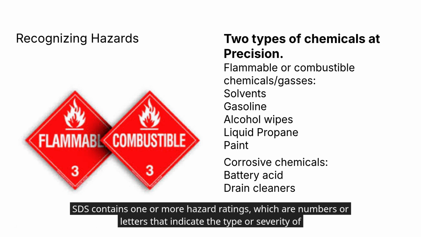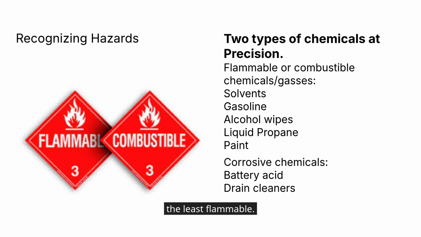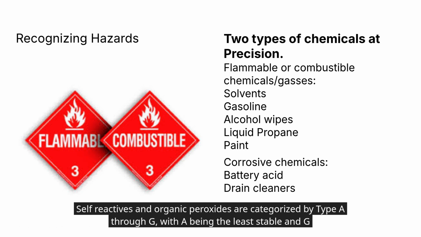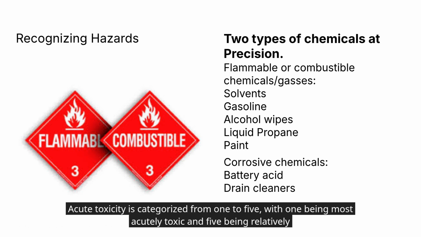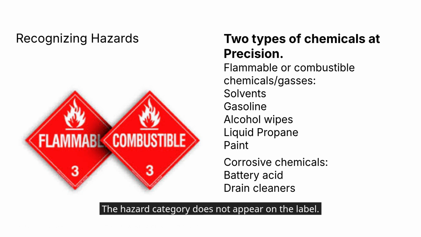SDS contains one or more hazard ratings, which are numbers or letters that indicate the type or severity of the hazard. For example, flammable liquids are categorized from 1 to 4, with 1 being the most flammable and 4 the least flammable. Self-reactives and organic peroxides are categorized by type A through G, with A being the least stable and G being the most stable. Acute toxicity is categorized from 1 to 5, with 1 being most acutely toxic and 5 being relatively low acute toxicity. The hazard category does not appear on the label. You can only find it by consulting the SDS.